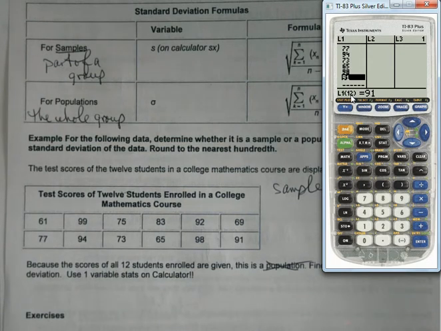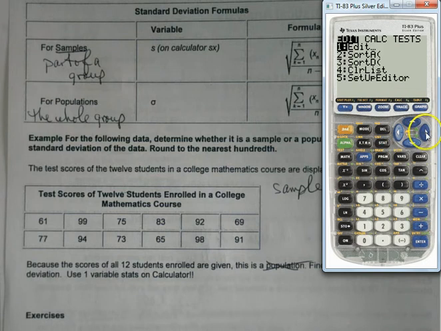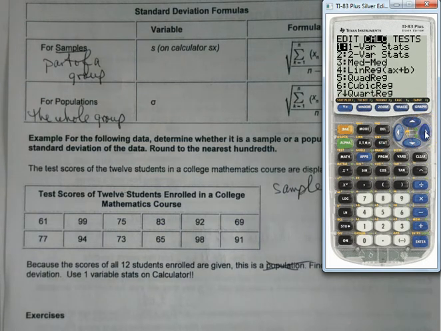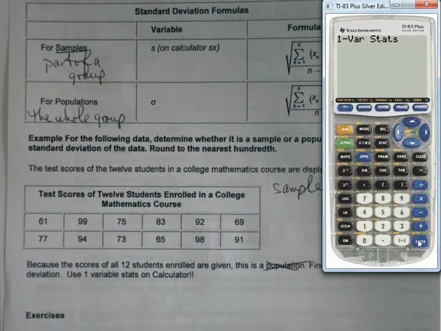Once I get the list, we're going to go back to stat. This time though, I'm going to arrow over one to the right to calc. And we want to use number one, variable stats here. And here's how this is going to work. You're not going to think it did much here at the beginning. You hit it, okay, now what? I need to tell it what list to look in.